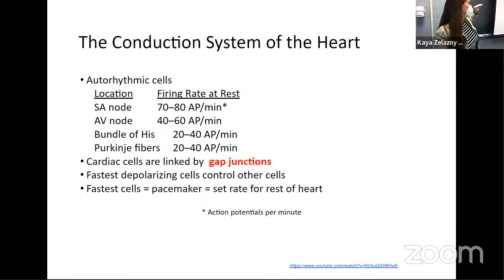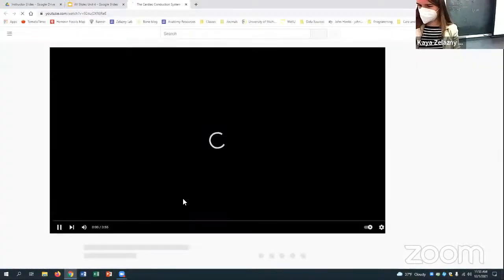The rules are that the node or the fibers that are depolarizing fastest are controlling the other cells, because it's like a push to everything. So we consider the fastest node, the SA node, the pacemaker for our heart. So let's take a look. We have someone talking about this.